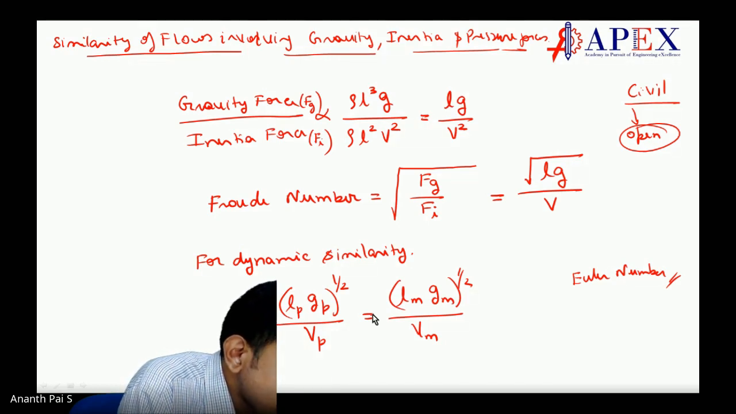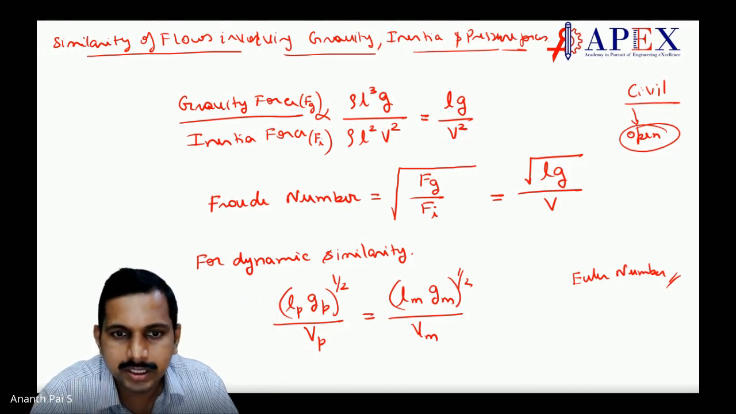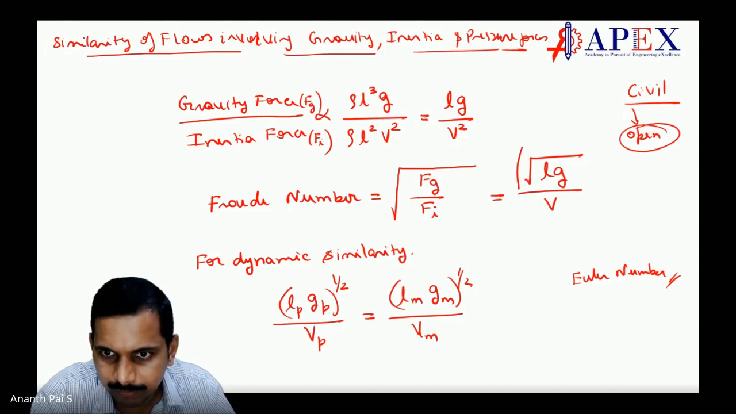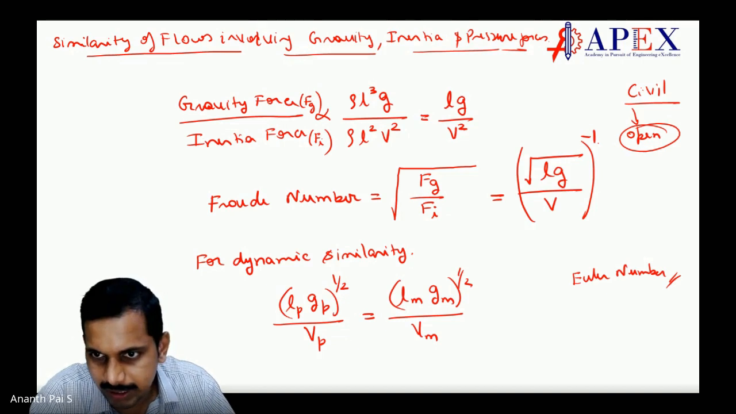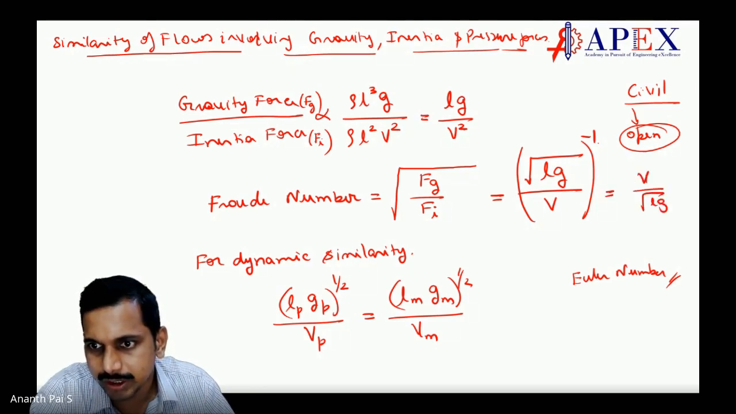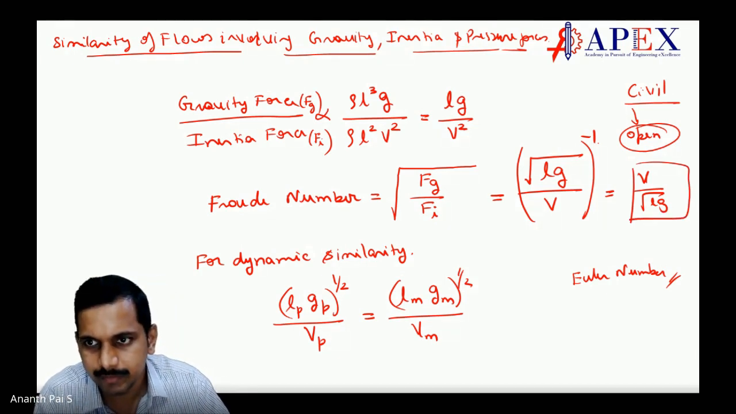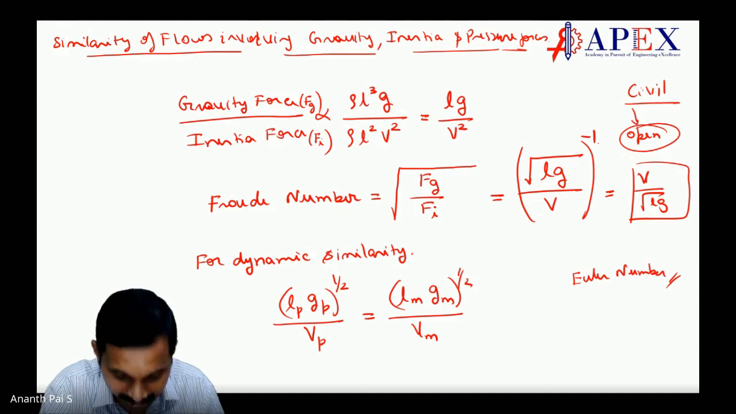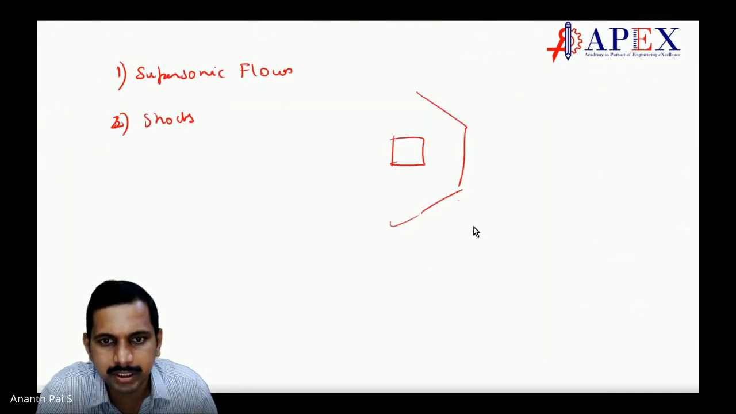V by root LG. I'm sorry. Okay, the Froude number is the other way around. I made a mistake here, students. This is the inverse. Remember, the Froude number is the inverse of gravity force by inertia force. So the Froude number is V by root LG, inertia force by gravity force. Gravity force is in the denominator, keep that in mind.